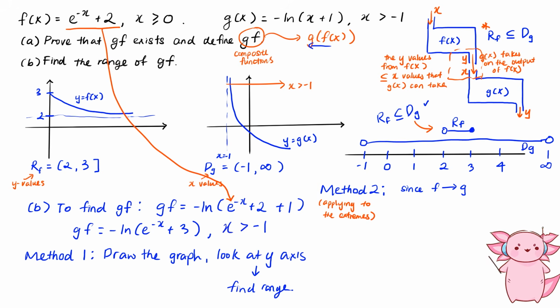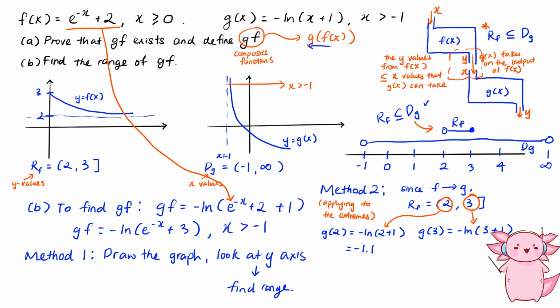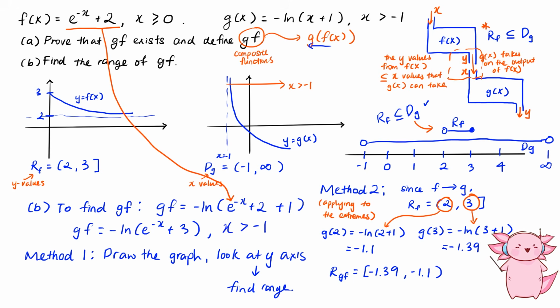Since f goes into g, the range of f is from 2 to 3. Then we just have to apply g of x to 2, which gives us -1.1, and we do the same for 3, which gives us -1.39. Finally, the range of gf is just from -1.39 to -1.1.